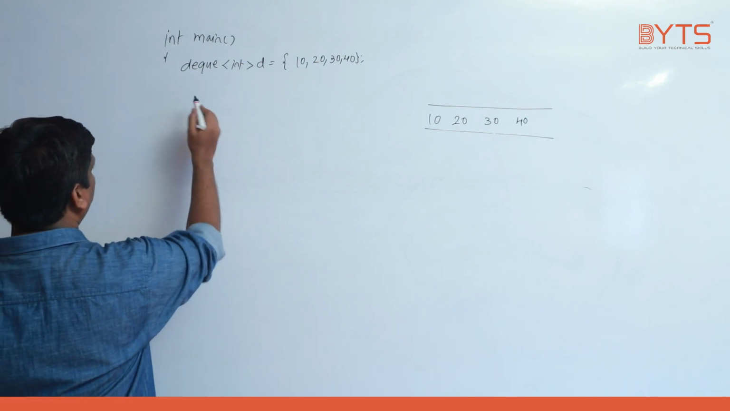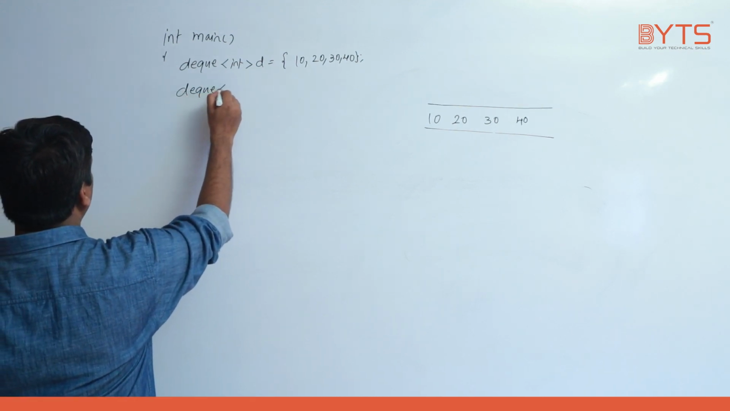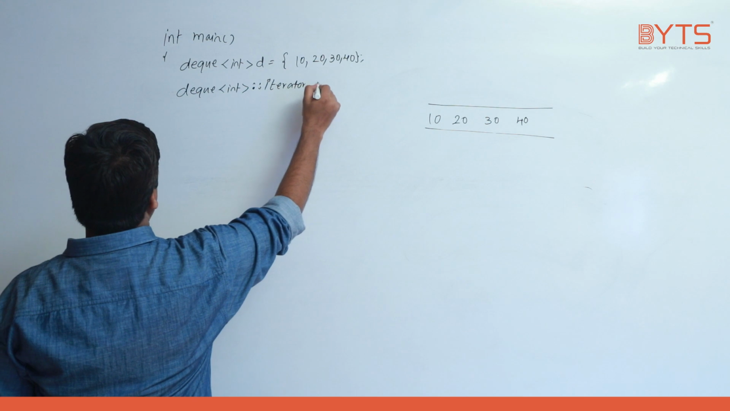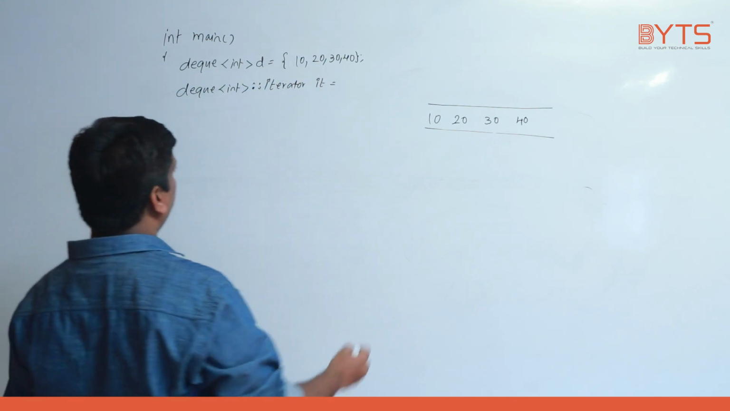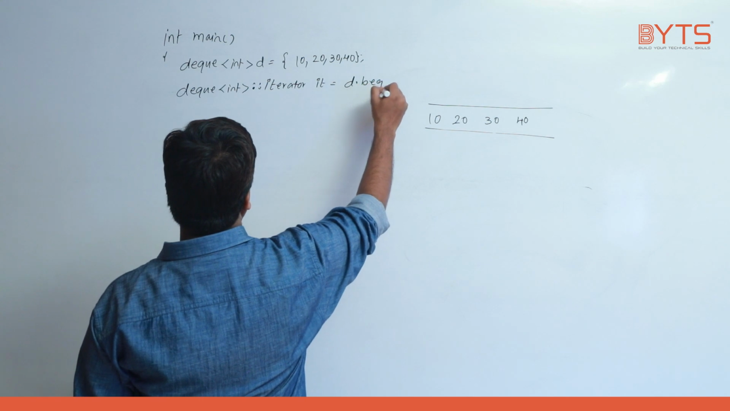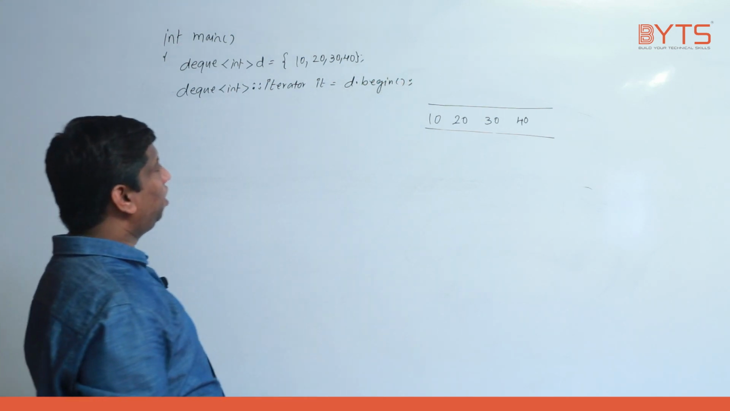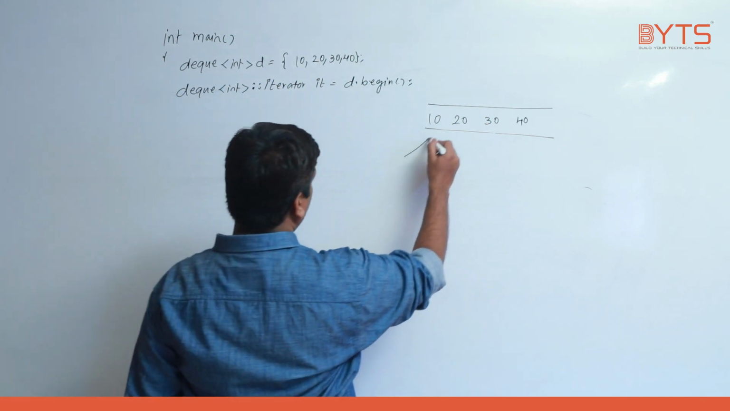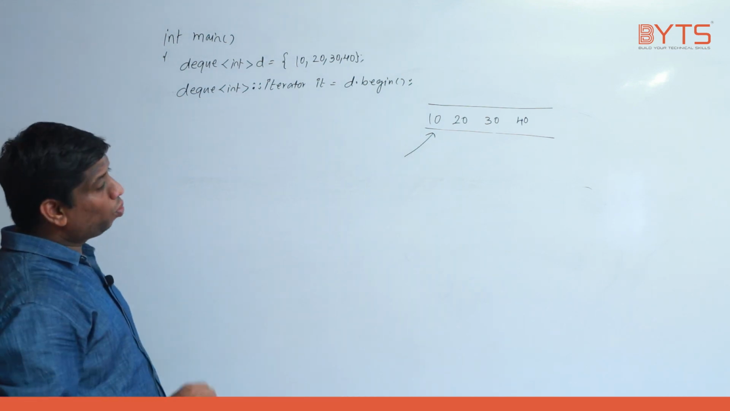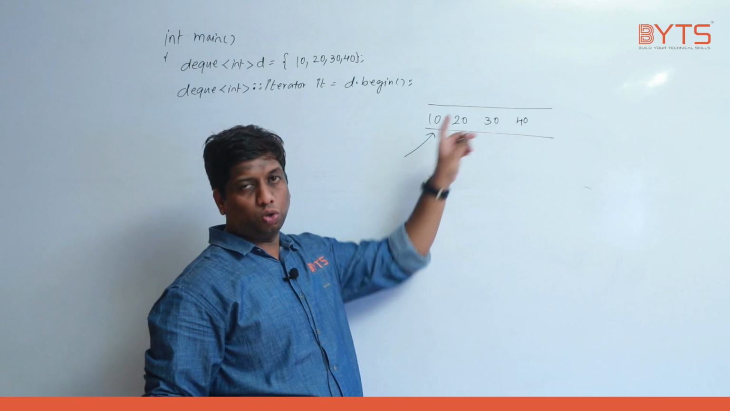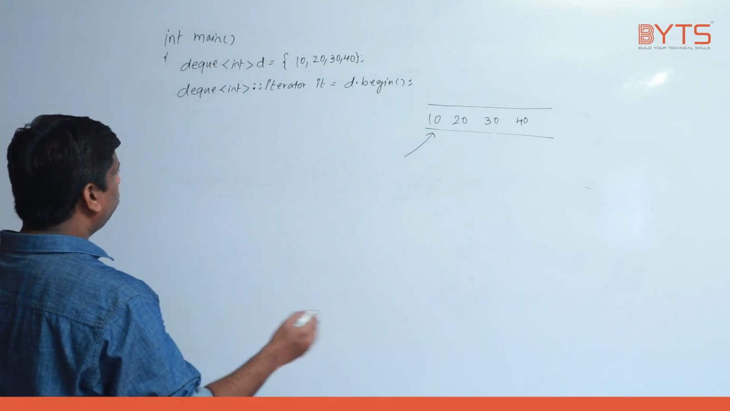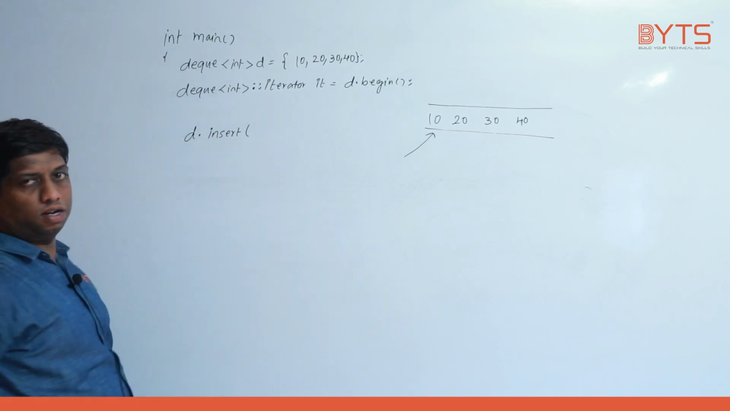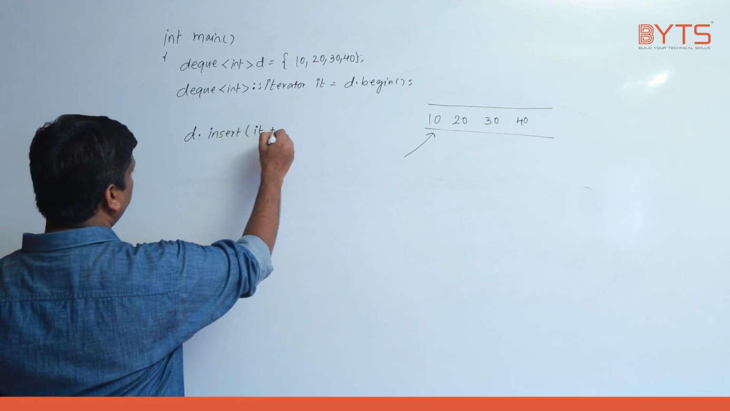See here. The first step is to create an iterator. DQ int colon colon iterator it is equal to d dot begin. Whenever you write this, it is pointing to this location. I hope this is very clear, right? Now I want to assign 111 to which location? This location, right? I want to insert it. Then what will I do? You know, see here, d dot insert it plus 2 comma 111.